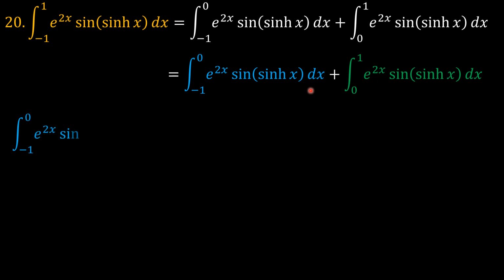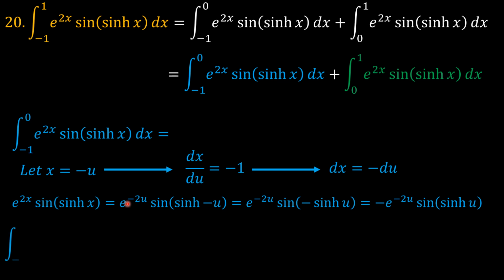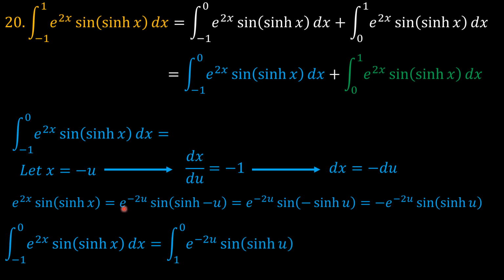So the blue integral means that if we set x to be equal to -u, that means that dx/du is -1, and so dx is equal to negative du. And so when we also substitute x with u, we have the negative, the integrand becoming negative e to the power -2u sine u. Why? Because the negative propagates through the hyperbolic sine until it comes out.